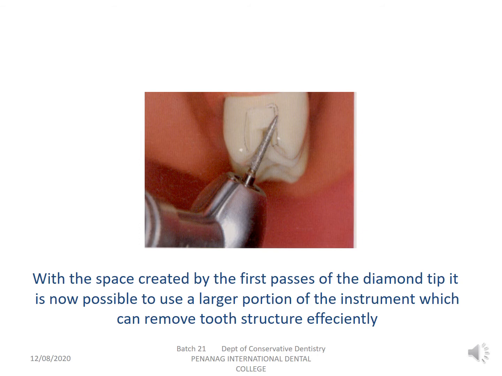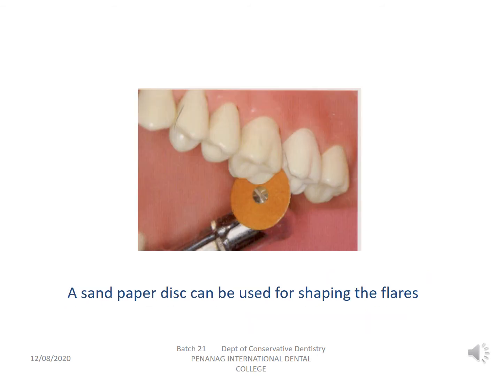With the space now created by the first pass of the diamond tip, it is now possible to use a larger portion of the instrument which can remove tooth structure efficiently. So that's how we prepare the proximal flare. Once the flare is done, you can smoothen the flare using a sand disc for shaping.